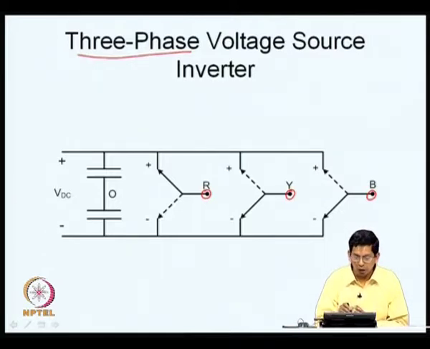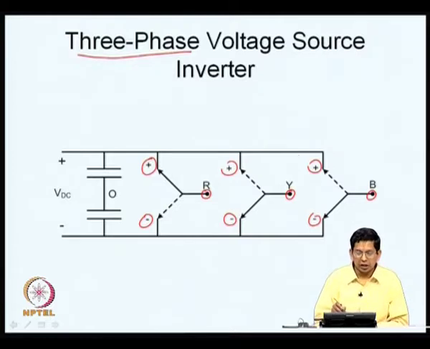So, you have 3 poles and every pole has two throws corresponding to each of it. One throw is connected to the positive bus and the other throw is connected to the negative bus. So, one set of throws are connected together and connected to the positive bus, another set of throws are connected together and connected to the negative bus. So, this is what you have now. This is basically a 3-phase voltage source inverter represented in terms of generic switches.